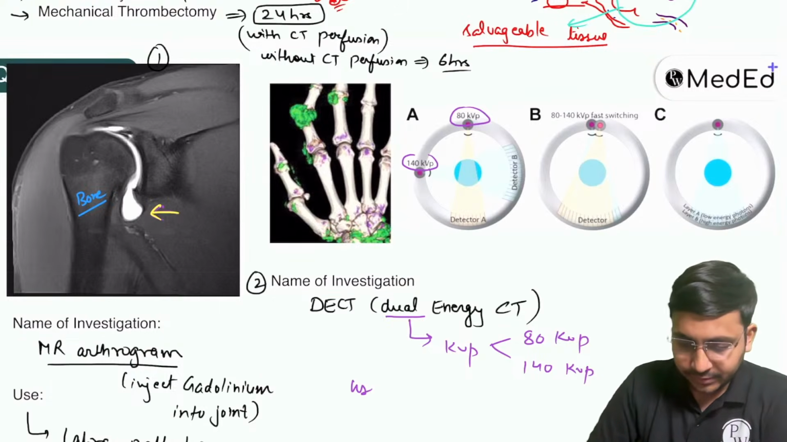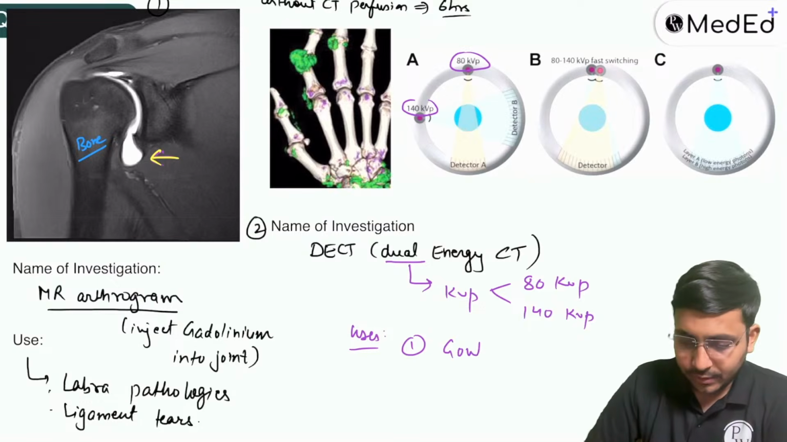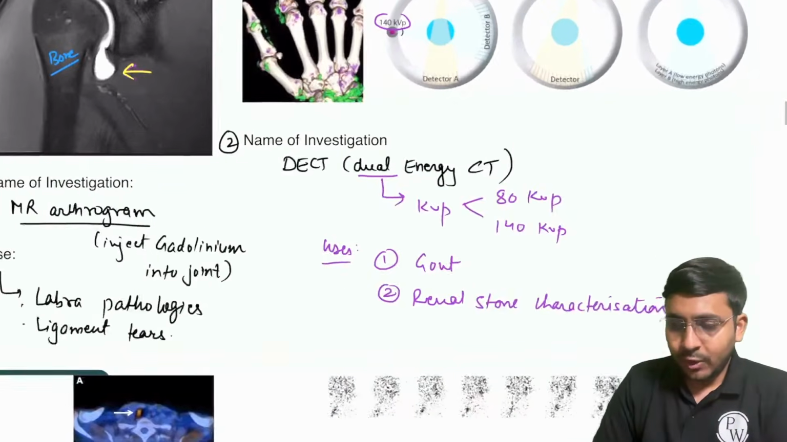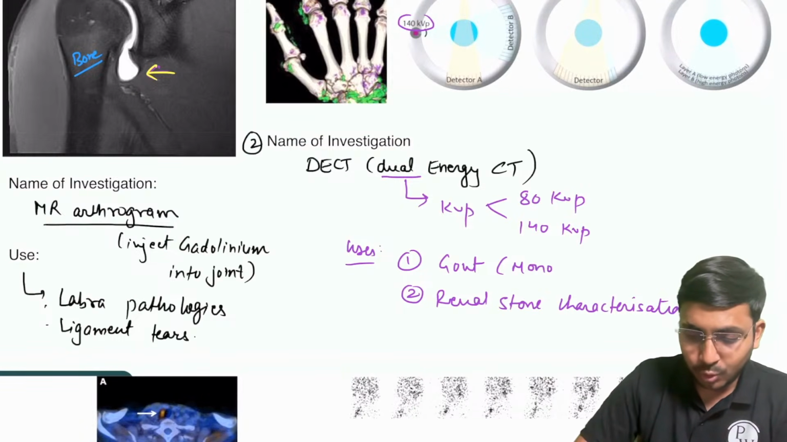And what are the uses? Remember two uses. One is in gout and second is renal stone characterization. Now in gout we don't see uric acid, we see crystals. Uric acid does not deposit. Monosodium urate crystals deposit.